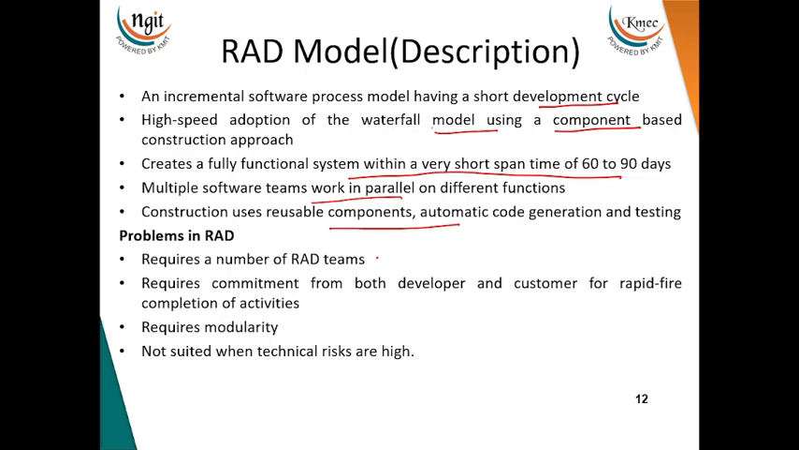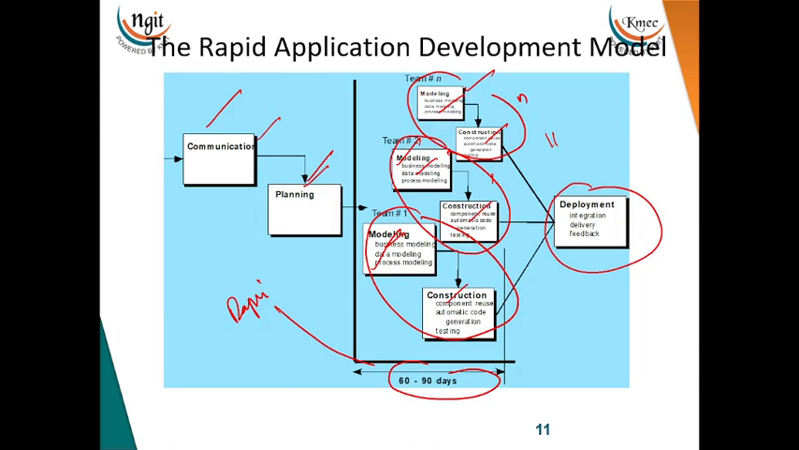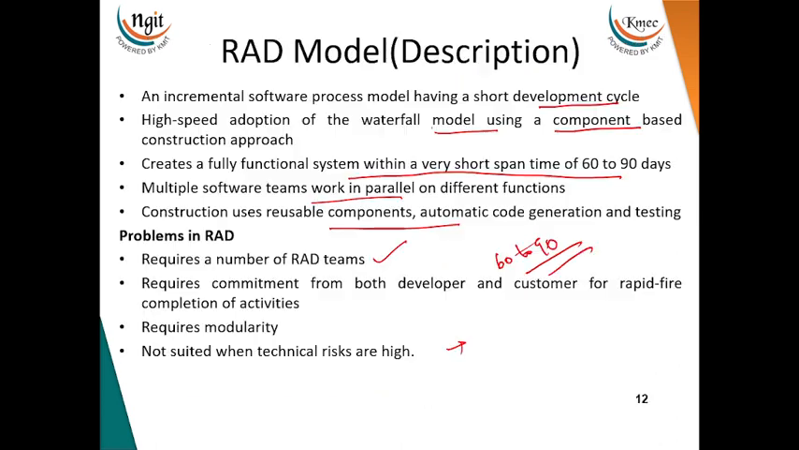Problems: the required number of teams need commitment for development, as they have to communicate that they are going to complete in 60 to 90 days, irrespective of whatever the rapid application. It requires modularity, and it is not suited for technical risk. When we have high risk, it is not suitable for this RAD. What do you mean by RAD? Rapid application development model. Correct.